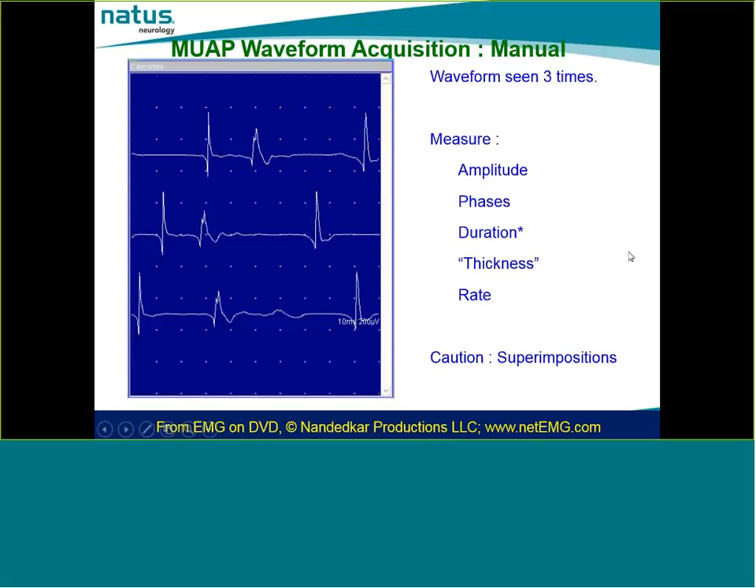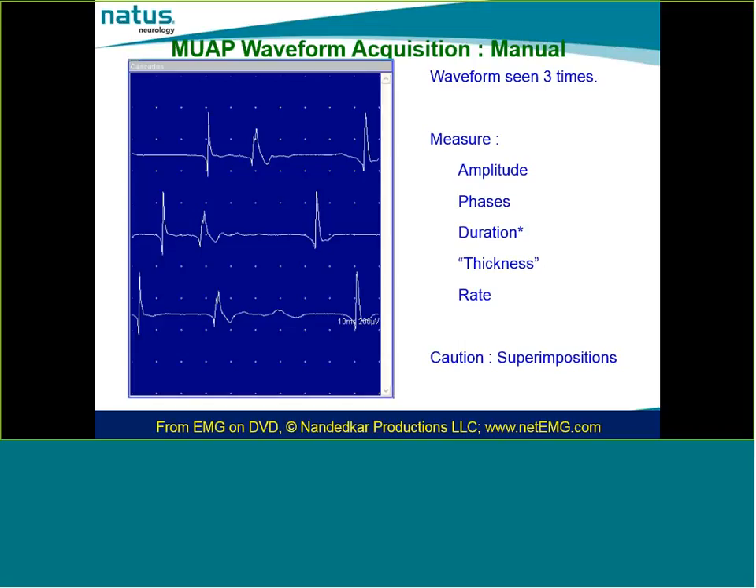Professor Buchthal gave simple rules. He said if the potential has 4 or less phases, then we will call it simple. If it has 5 or more phases, we call it polyphasic. So we have simple potentials and we have polyphasic potentials.